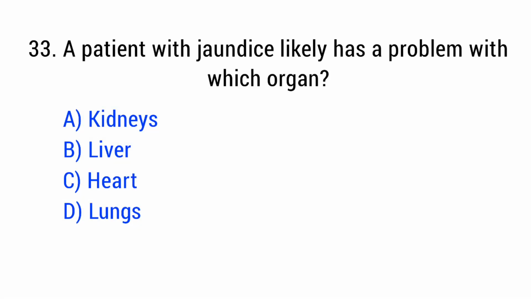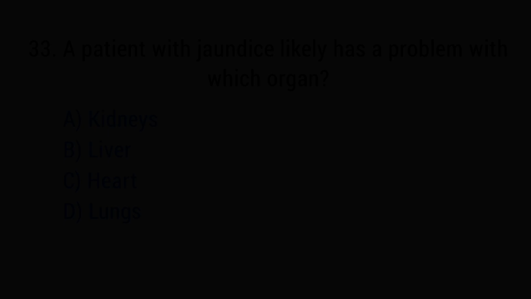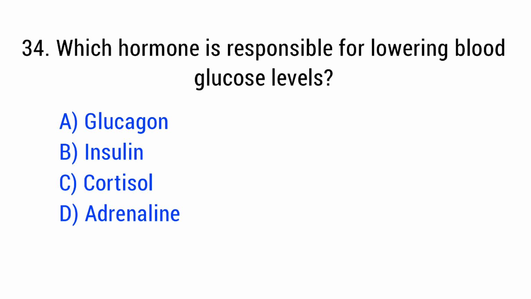Question number 33. A patient with jaundice likely has a problem with which organ? The right answer is option B, liver. Question number 34. Which hormone is responsible for lowering blood glucose levels? The right answer is option B, insulin.